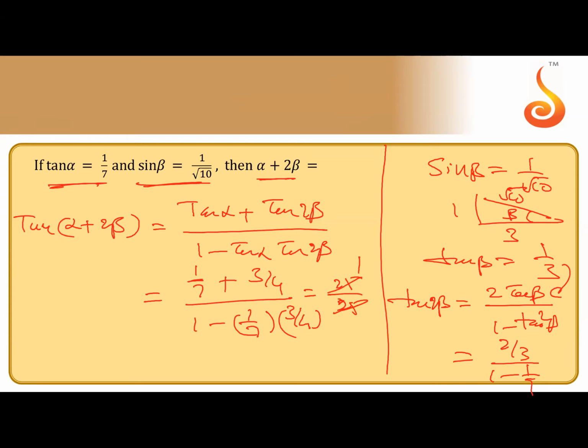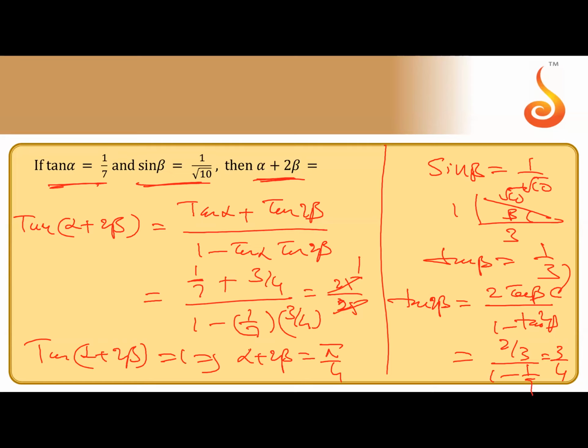Just cancel. Tan alpha plus 2 beta equal to 1. They're asking the angle. Angle alpha plus 2 beta is 45 degrees, pi by 4. If tan is 1, it means alpha plus 2 beta equal to pi by 4. This value is 3 by 4.